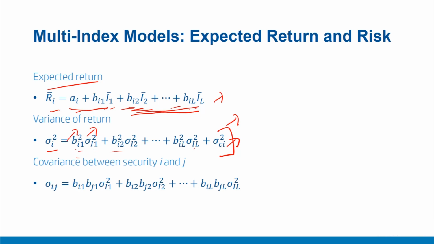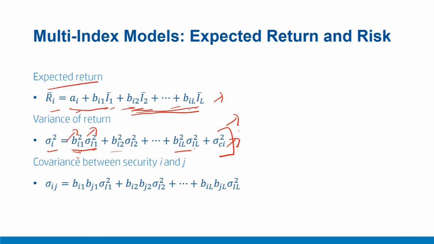So it is also very similar to the single index model where we had just one term which is Bi1 square into sigma I1 square. Now that we have L indices, we have Bil square into sigma Il square, so up till L terms. But again very similar to the variance of single index model.